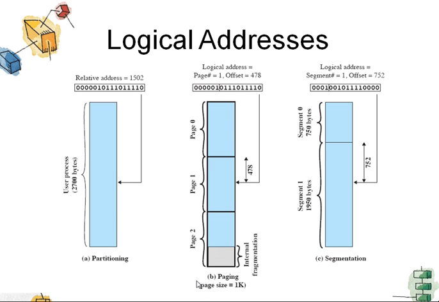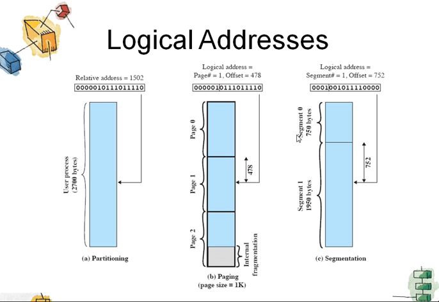The same scenario if we look for in paging, then we will divide this process into 3 equal size pages. Okay. And then the address is formed with the help of page number and an offset here. So page number is 00001 and then offset is 478, whose binary conversion is shown here. But this results in internal fragmentation.